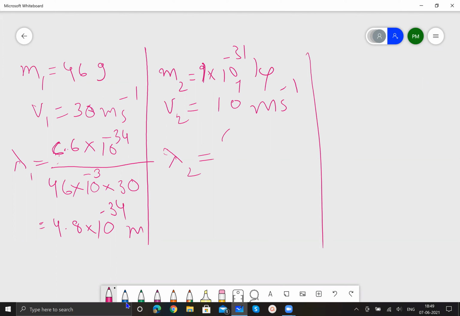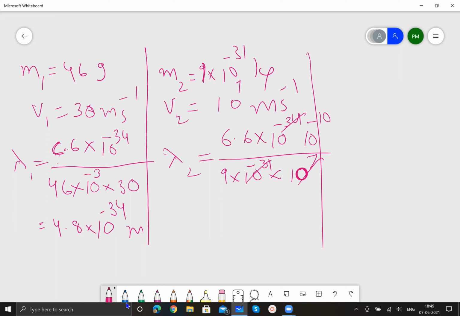For electron, 6.6 into 10 to the power of minus 34 by 9 into 10 to the power of minus 31 into 10 to the power of 7. Correct? 34, 7. So this is 10 to the power of minus 10.